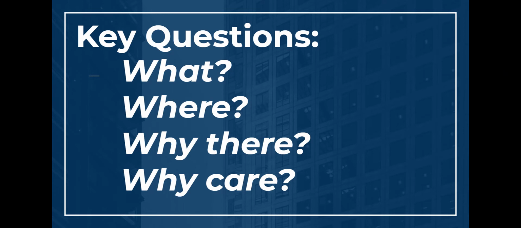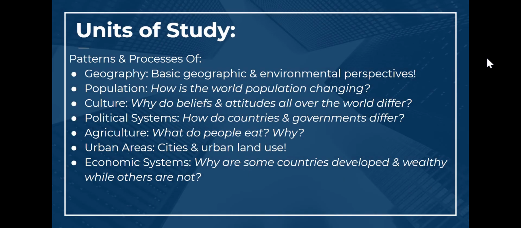So a lot of our study revolves around these 4 questions: what's happening, where, why there, and why care. More specifically, we look at those questions relative to our units of study. Our first unit is on geography. We look at basic geographic and environmental perspectives. We'll start super simple with things like maps. We'll then look at how technology is making the world smaller. We'll look at how our environment is changing and how our land use is changing.